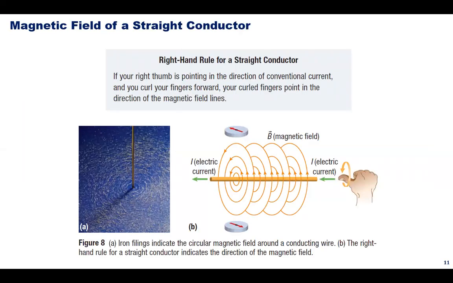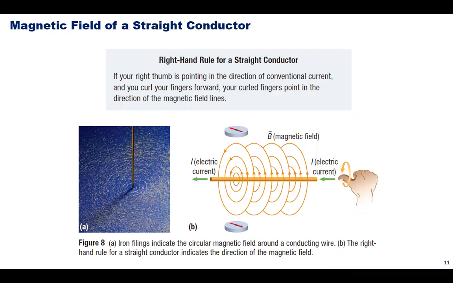Okay, so next let's have a look at the magnetic field of a straight conductor. Moving charges, like those in an electric current, produce a magnetic field. Current in a straight wire or other long straight conductor creates a magnetic field whose lines look like circles centered on the wire, which is shown here in figure 8A. You can determine the direction of the magnetic field lines around the straight wire by using the right-hand rule for a straight conductor, which is shown here in figure 8B. If you reverse the direction of the conventional current, the magnetic field lines also reverse.